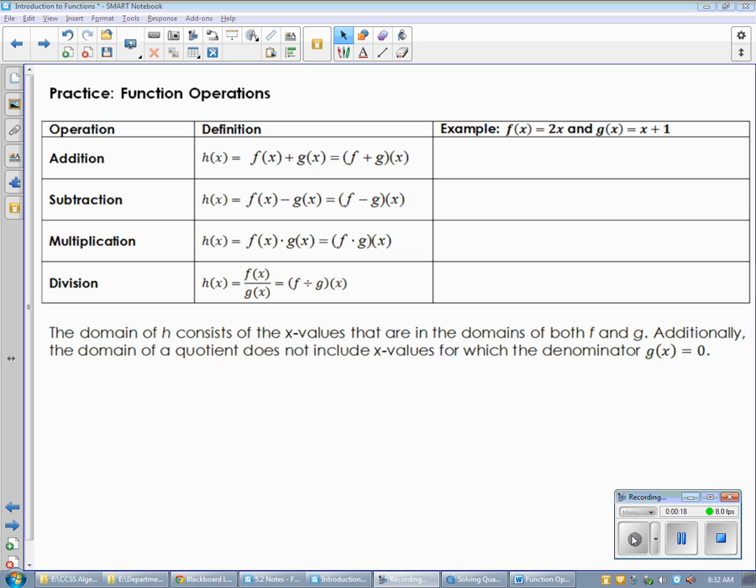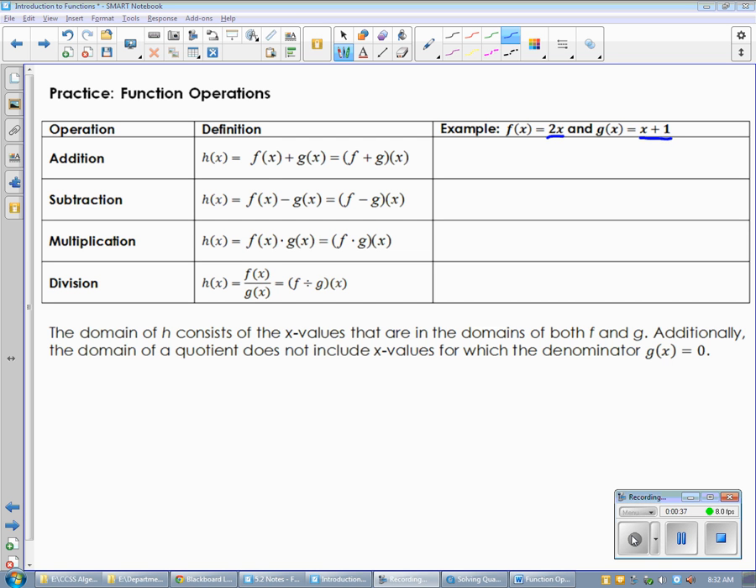I'm going to start with very simple functions today. I'm going to look at two linear functions. So we're defining f of x to be 2x and g of x to be x plus 1. And so with function operations, I'm essentially just adding, subtracting, multiplying, and dividing these expressions. But it's important to understand the notation.